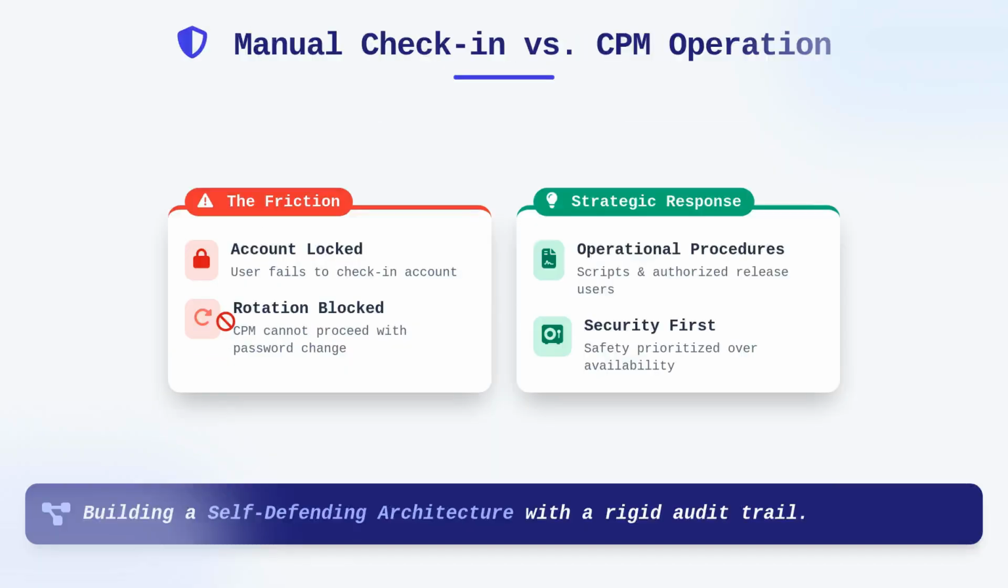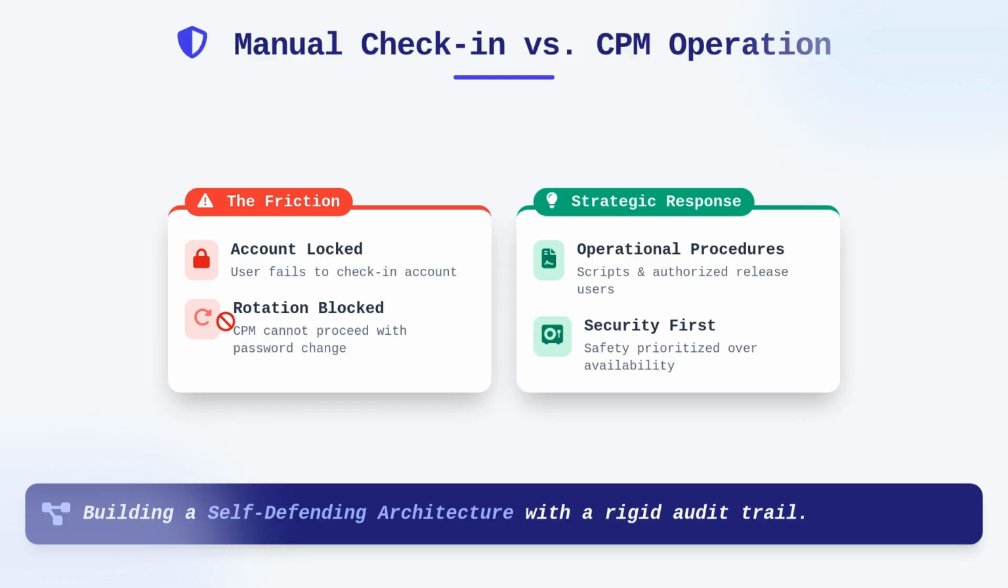The interplay between the manual check-in process and the CPM operation is where many administrators encounter unexpected friction. If a user does not properly check the account back in, the account remains locked, and the CPM cannot proceed with the requested password change. You may need to design operational procedures or scripts that handle these exceptions, perhaps utilizing authorized users who can release locked accounts if an administrator leaves the organization unexpectedly.